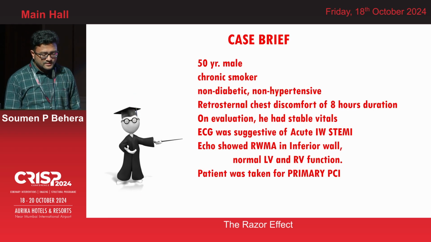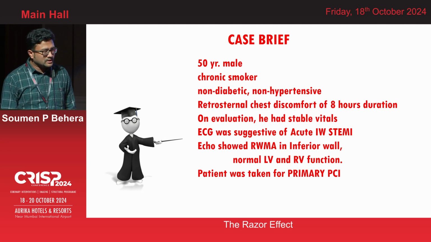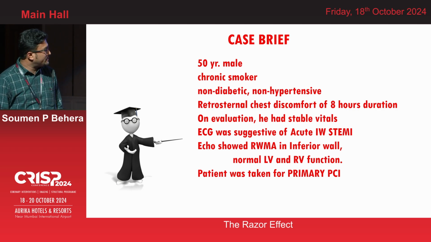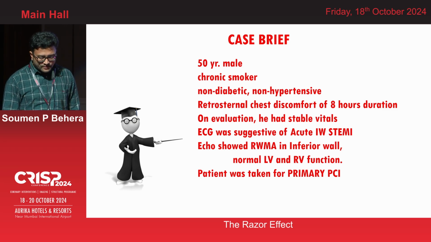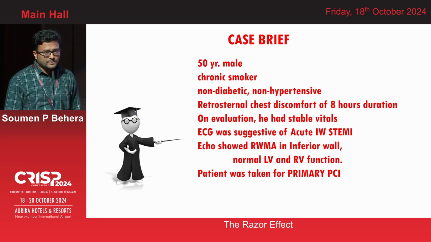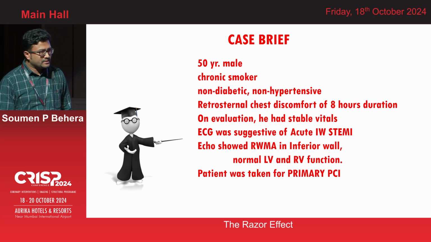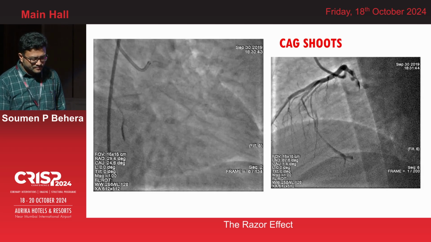Coming to my case, our patient was a 50-year-old male who was a chronic smoker. He was non-diabetic, non-hypertensive. He was admitted with complaints of chest pain of 8 hours duration. ECG was suggestive of acute inferior wall STEMI. Echo showed regional wall motion abnormalities in the inferior wall with a normal RV and LV function. Patient was taken for primary PCI.